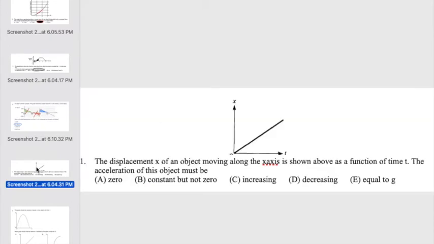Third question here, old AP question, XT graph, and the question is, what is the acceleration of this object? And because it's a straight line, it means it has constant velocity. There is no acceleration. And so we'd be looking for an answer of A, 0 acceleration.